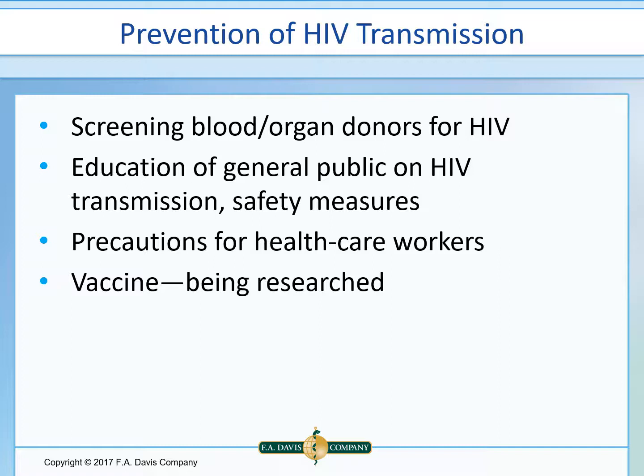A lot of research has been done in this area, but it's been a difficult task for many reasons, including the fact that the virus can rapidly mutate and escape immune recognition. So there's also no ideal animal model to study the vaccine.